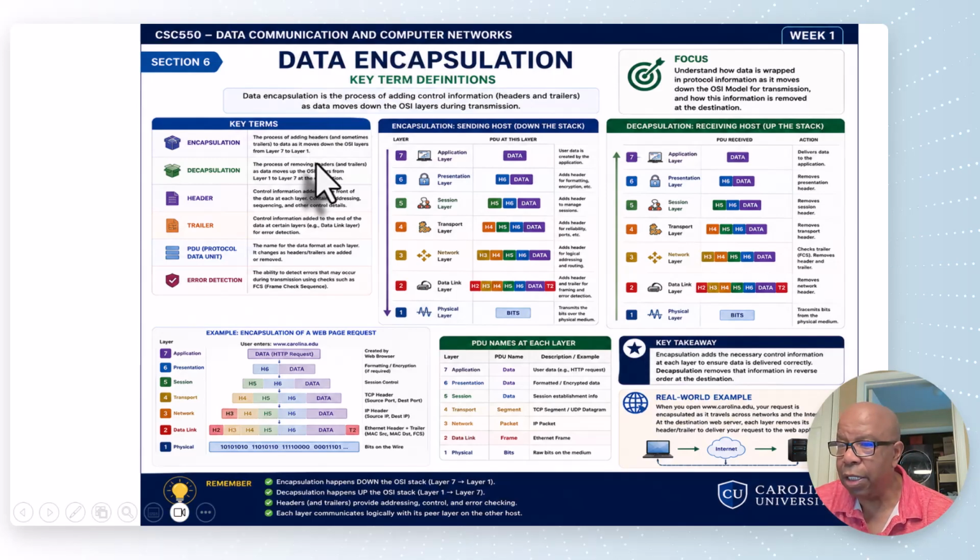Okay, so encapsulation, decapsulation is the reverse process. We'll be delving into that in next class.